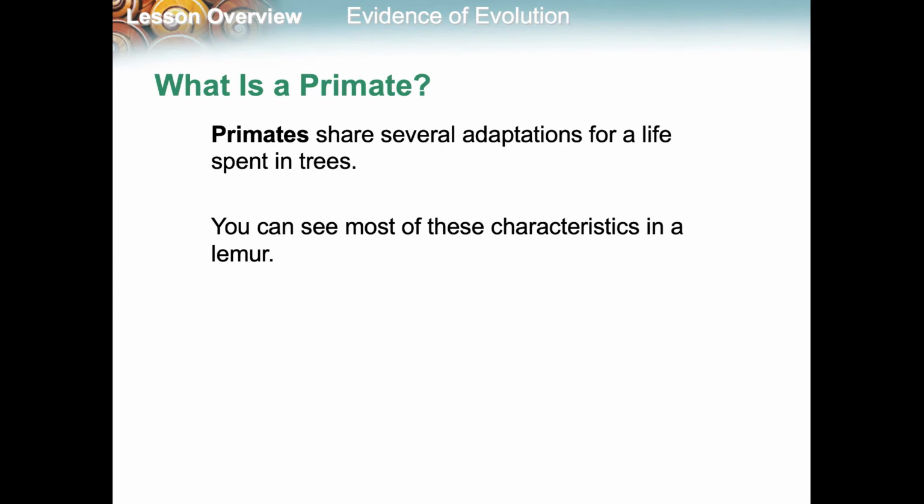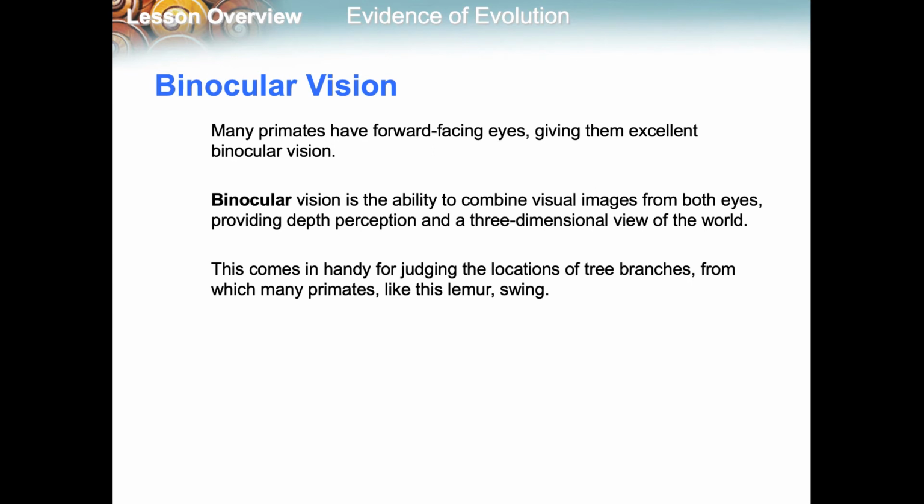Primates share several adaptations meant for life in trees. You can see a lot of those characteristics in a lemur and how it moves around in trees and it's able to lift its arms up and grab onto different branches. Many primates have forward-facing eyes, which give them excellent vision. Binocular vision helps us see things in 3D and it allows us to have good depth perception. Depth perception is what allows you to determine how far or how close something is. So when we're walking and our depth perception is thrown off, we really can't tell where a step is or anything like that. So we tend to fall more when our depth perception is messed with. But thankfully, we have binocular vision, which allows us to do that.